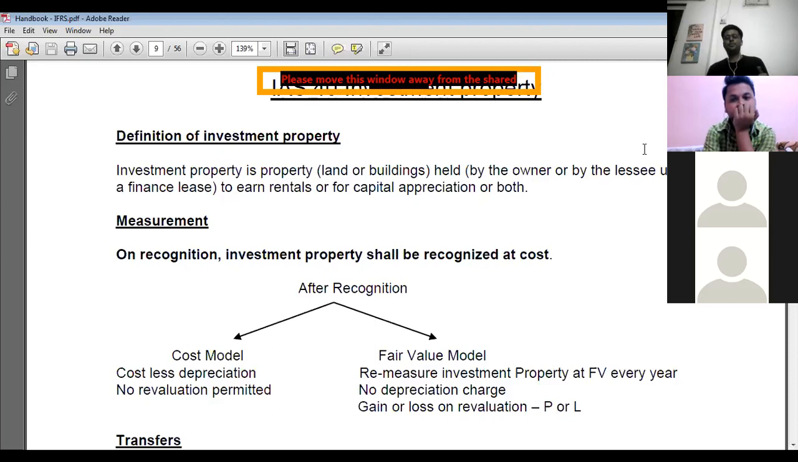Fine, so this is investment property. Land and building held for the purpose of earning rental income, capital appreciation or both. Initial measurement at cost. Subsequent measurement at either cost model or revaluation model. Cost means cost minus depreciation. In that case, no revaluation is permitted. Fair value model: every year, remeasure the property at fair value. No depreciation is provided. Any gain or loss is to be recorded in the statement of profit or loss.